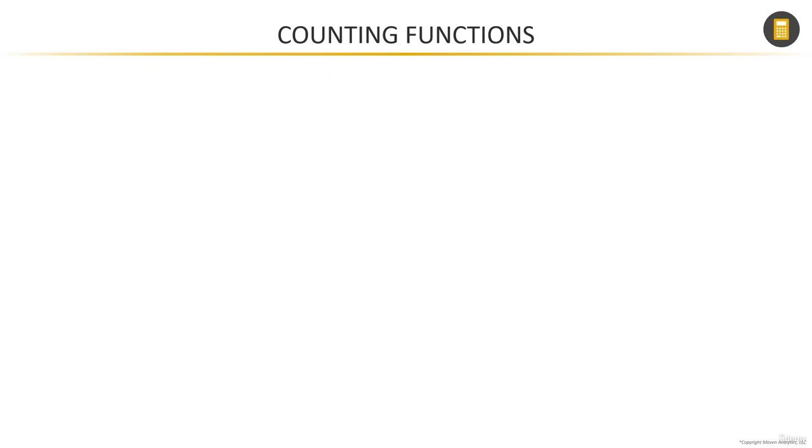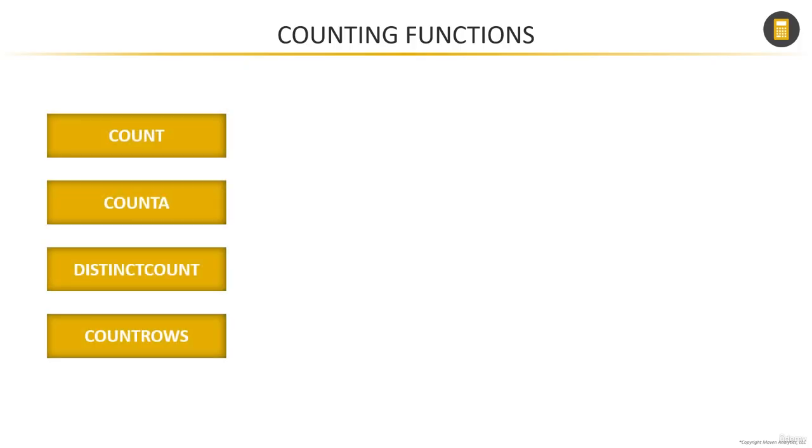The next group of functions that we want to talk about are counting functions, and these are really, really helpful. So we're going to talk about 4 different count functions. Here we've got count, count A, distinct count, and count rows. And they all work in very similar ways. They just count slightly different things.